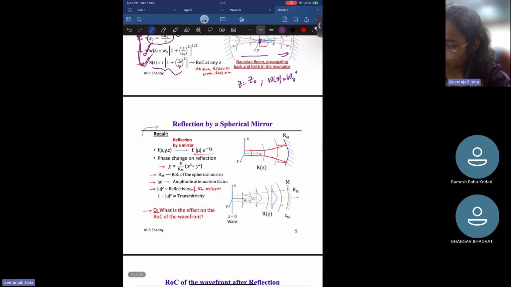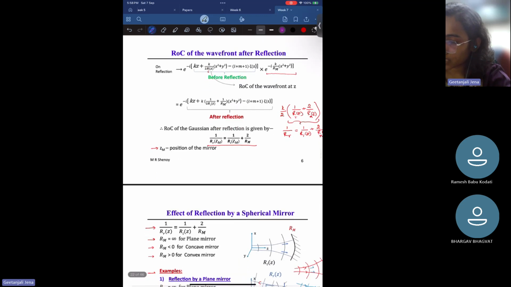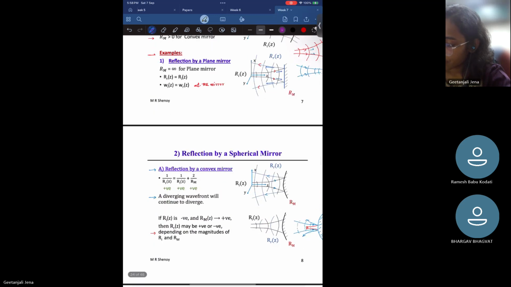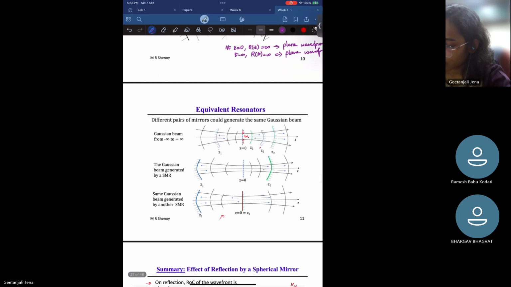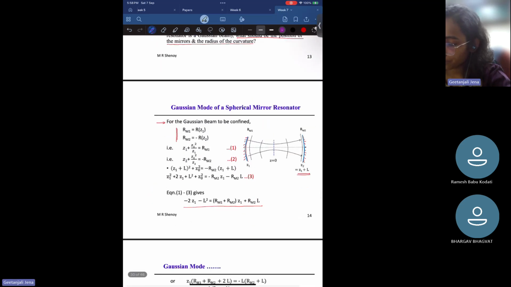So there are reflection, then ROC, what are the effects of reflection on the radius of curvature, and what is remaining? What are the design problems?